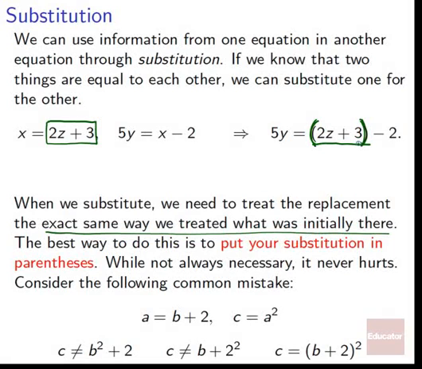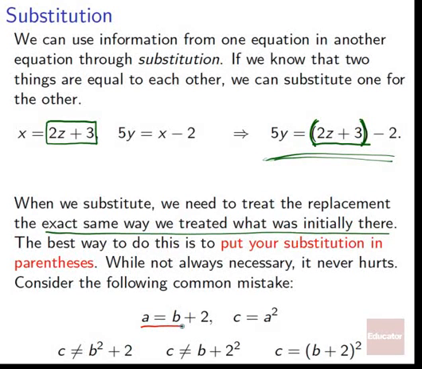It won't always be necessary. For example, on that 5y equals 2z plus 3, we didn't actually have to put it in parentheses there, but it will never cause us to make a mistake. It's never going to hurt us, right? Quantity 2z plus 3 is just the same thing as 2z plus 3 in this case right up here. And in other cases, like this one that we're about to talk about, it's absolutely necessary, otherwise we'll make bad mistakes, right? Consider this really common mistake.